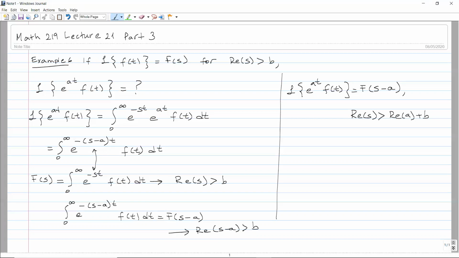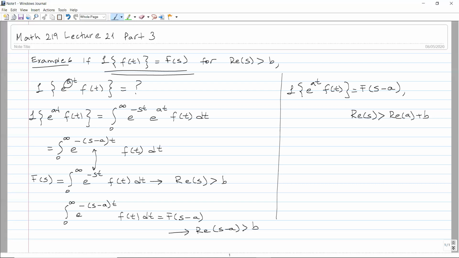Okay, so we take the number b, which comes from the original Laplace transform of the function f, and to b, we add the real part of the coefficient of t in the exponential function to obtain the interval for s.